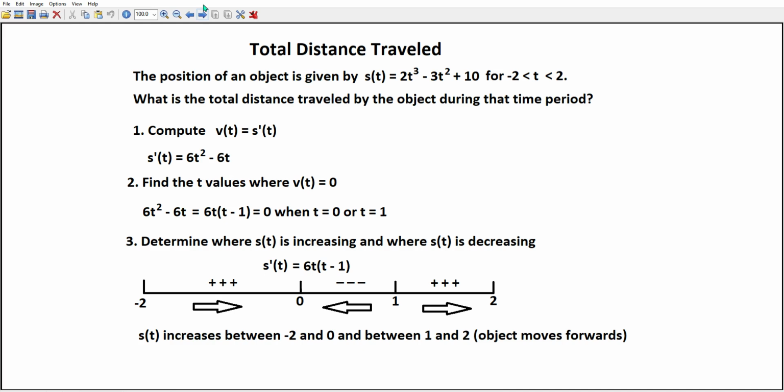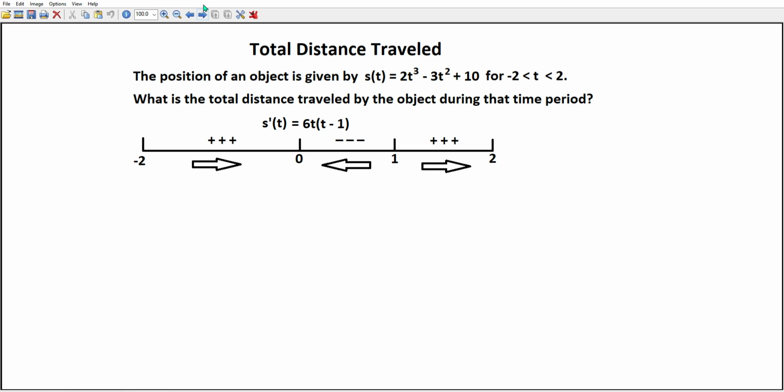So we can see that s of t increases between minus 2 and 0 and between 1 and 2. So the object's moving forward. And s of t decreases between t equals 0 and t equals 1. The object moves backward. So we take a look at our chart and we draw a path diagram.